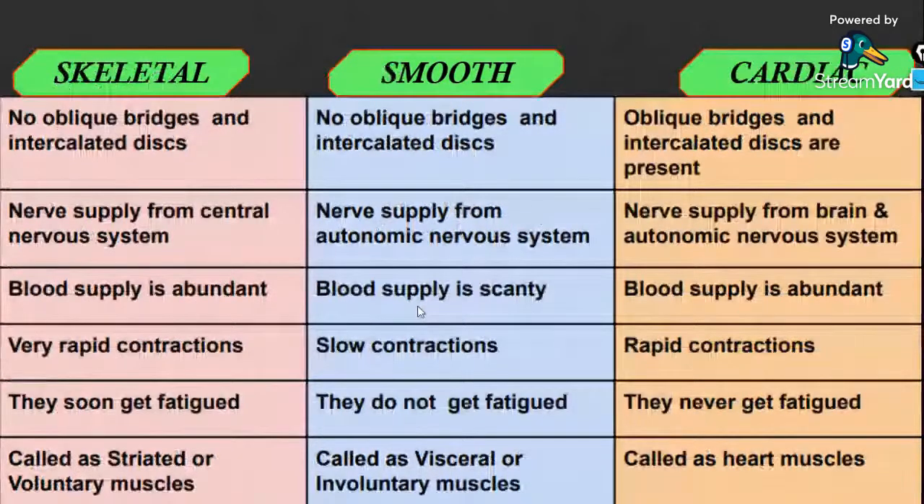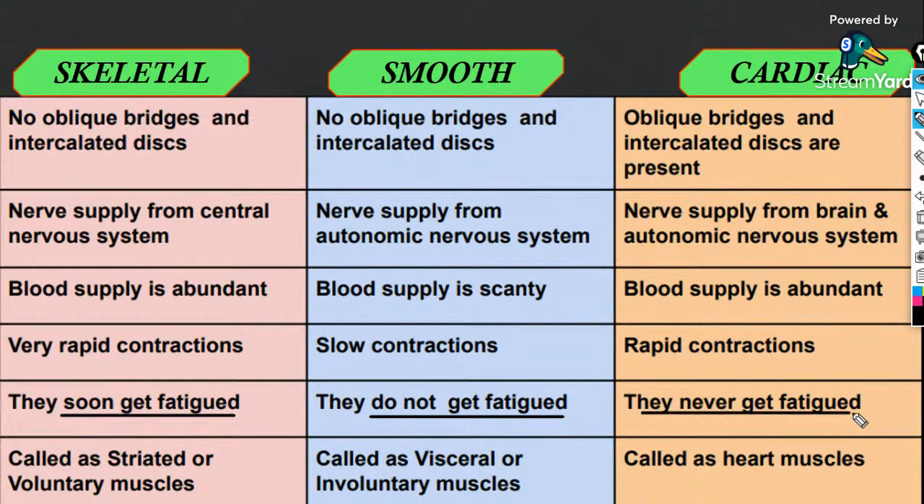Look, the skeletal muscle will soon get fatigued, that is, they will soon become tired. Smooth muscles won't get tired easily. Cardiac muscle never gets fatigued or tired. Skeletal muscles are called striated or voluntary muscles. Smooth muscles are visceral or involuntary muscles. Cardiac muscles are called heart muscle.